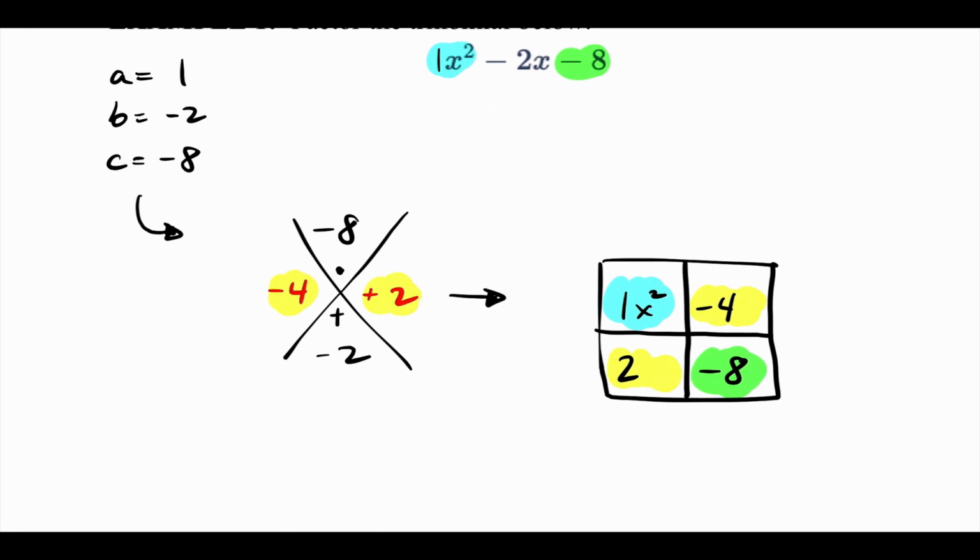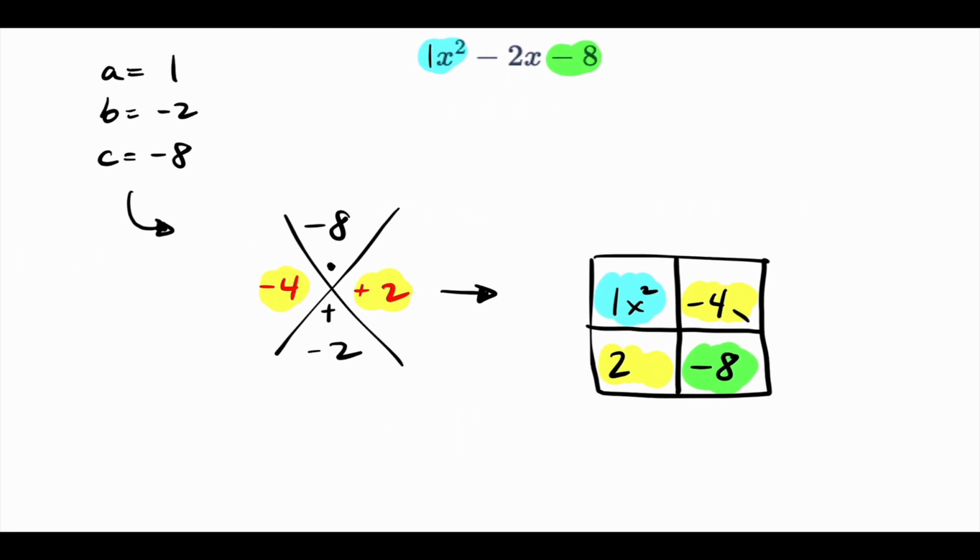What is important is that when I add these two guys up, -4 and 2, they have to make this middle term here. So what do they need to make -2x? They need an x, right? So I got to give them an x. This guy needs an x. That guy needs an x.